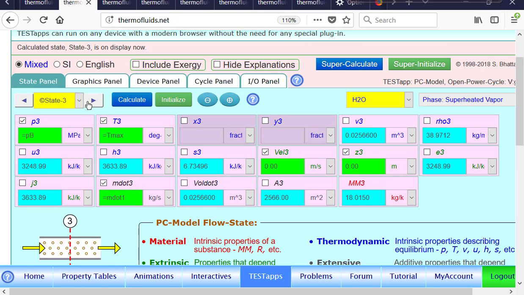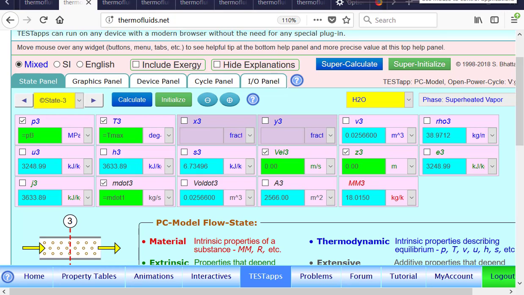If we go to state 3, remember, it's the boiler exit, so it has the maximum temperature. T3 must be equal to Tmax, and the pressure is, of course, the same as the boiler pressure. Look, I'm limiting all the variables to the ones I declared, so it makes the problem solving much easier.